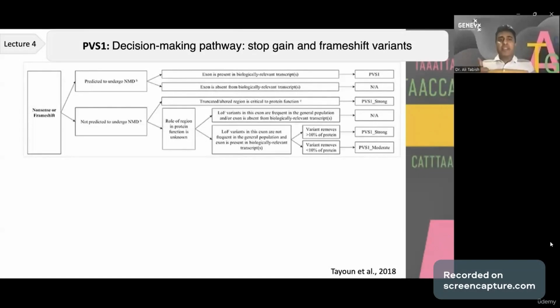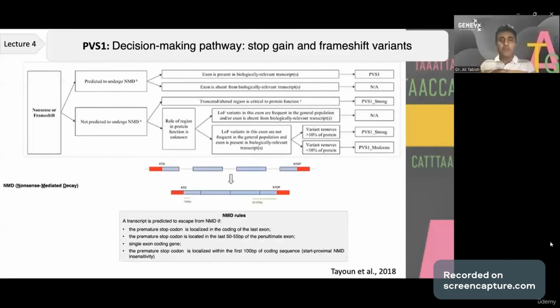But if the loss of function variants in these exons are not frequent in the general population, and the exons are present in the biologically relevant transcript, then we again see, we are talking in the context that it doesn't lead to NMD, whether the variant removes more than 10% of the protein. Then we will apply PVS1 strong. And if the variant does not lead to more than 10% of the protein defect, we will apply PVS1 moderate. I highly recommend going through this article and trying to understand how we can apply PVS1, because it's a strong criterion. As soon as we invoke PVS1 with any other criteria, it will change the variant classification.